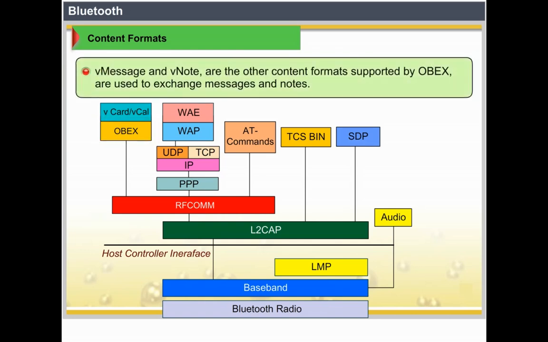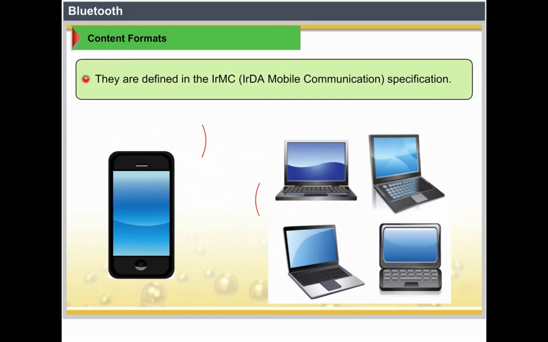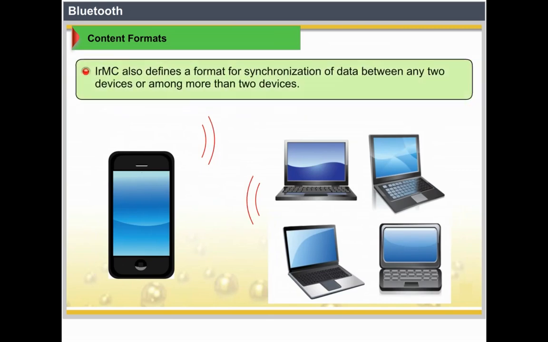Other content formats supported by OBEX are vMessage and vNote. They are defined in the IRMC/IrDA Mobile Communication Specification. IRMC also defines a format for synchronization of data between devices.